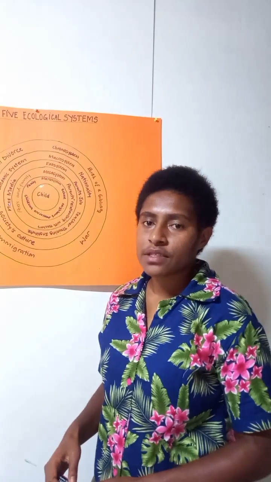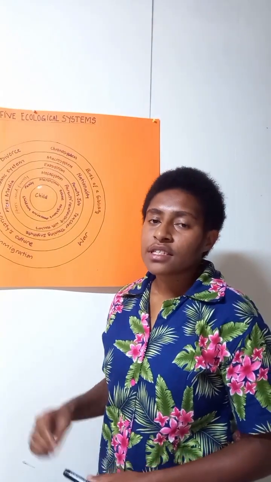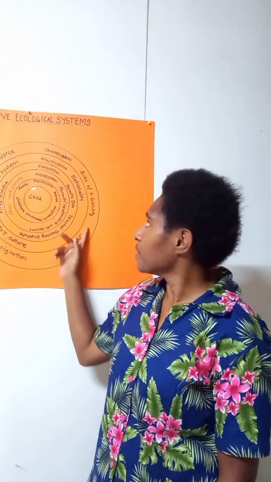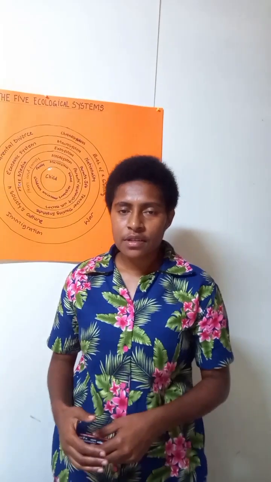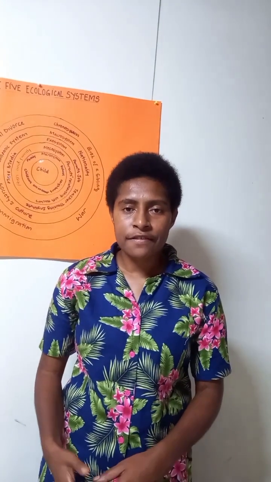The next system is referred to as the chronosystem, and it is the outermost system in Bronfenbrenner's ecological theory, which is this one. The chronosystem incorporates the effect of time on the development of a child. This means that the chronosystem is the set of all the factors, events, and circumstances occurring over the lifetime of an individual that affect his or her psychological development.